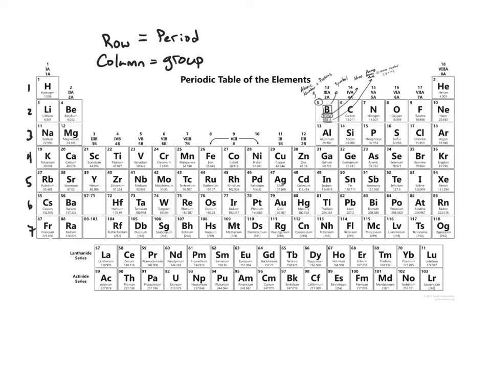Now the groups, on the other hand, run across the top, and these are numbered 1, 2, 3, 4, 5, all the way up to 18. The last column of the periodic table is known as group 18.